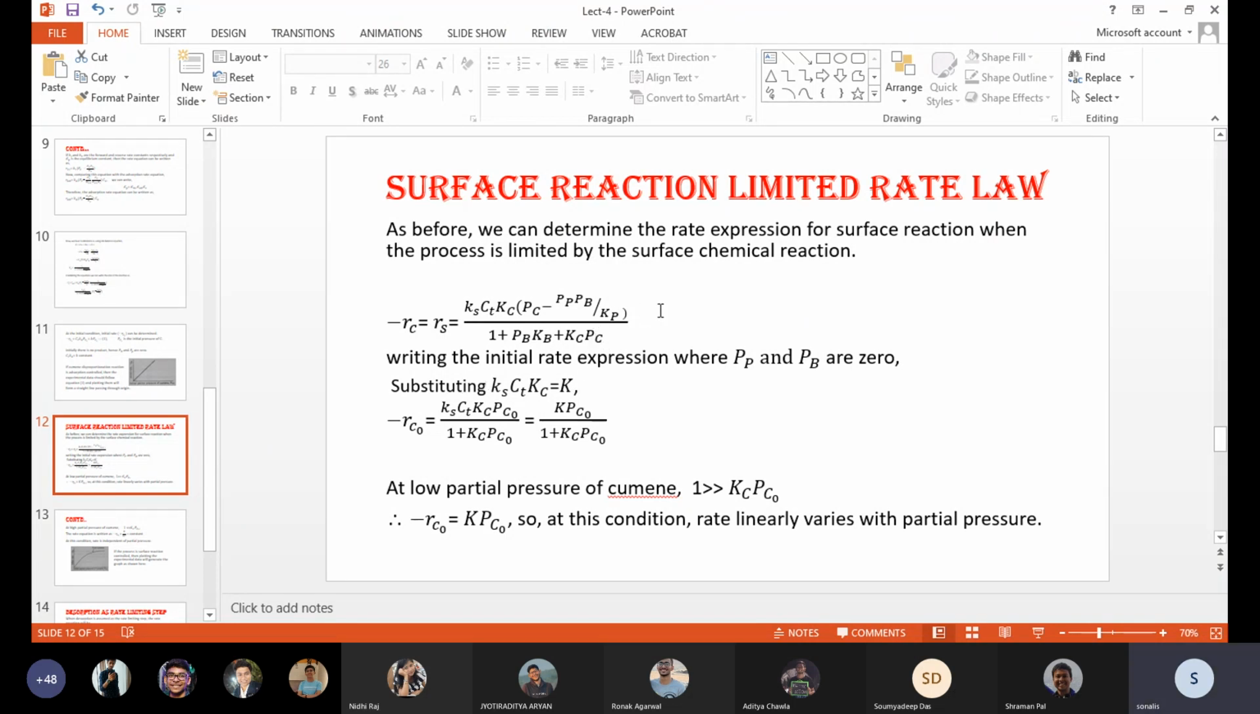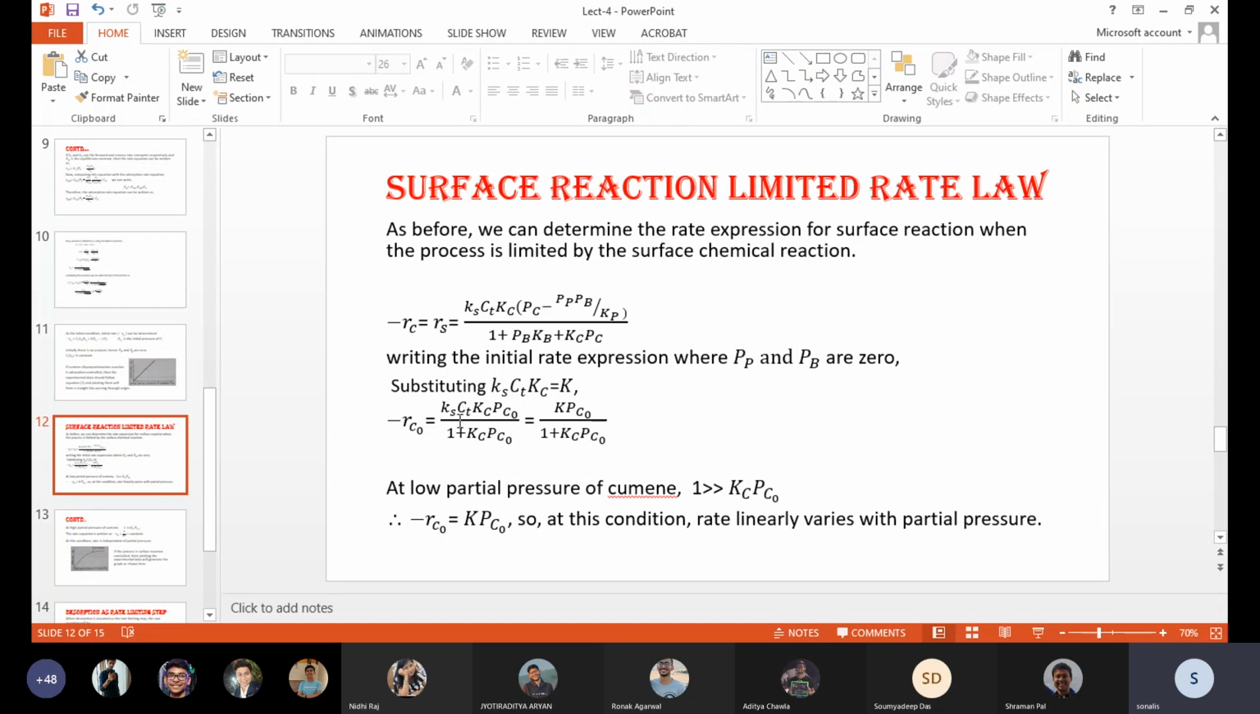We replace the CV by the site balance, and the site balance is giving us Ct divided by 1 plus Pb Kb plus Pc Kc, and we are getting this big expression. In writing the initial rate expression, where Pp and Pb are 0, we consider Pp and Pb almost 0 at a very initial stage. Then this equation will reduce to minus RC0 is equal to Ks Ct Kc Pc0 by 1 plus Kc Pc0.